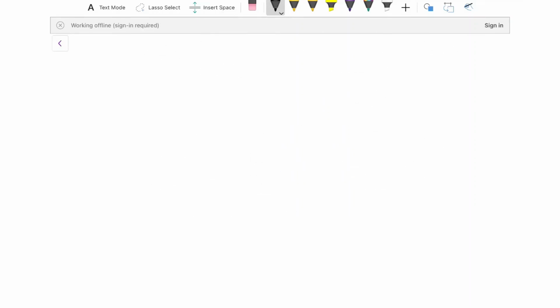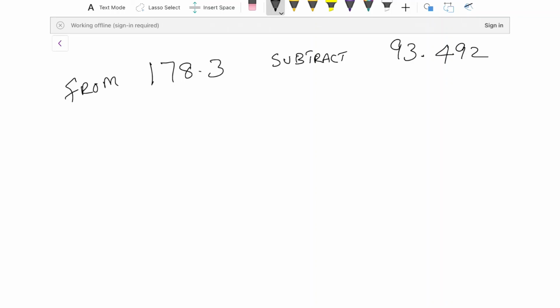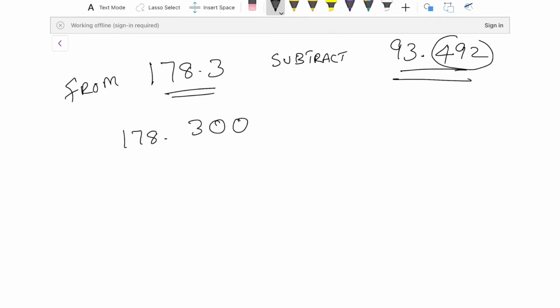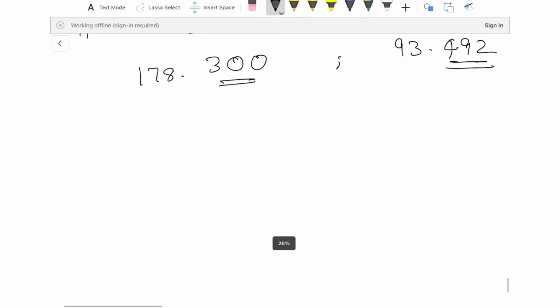Let's take another example. From 178.3 subtract 93.492. Okay, so from this subtract this. What's the step 1? That's right, change to like decimals. Let's do that. 178.300. We have 3 places here. And then 93.492. Alright, 3 each. So these are like decimals. Let's do the regular subtraction.